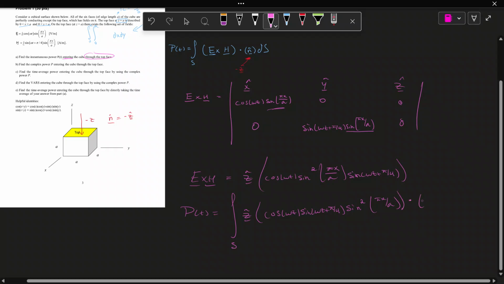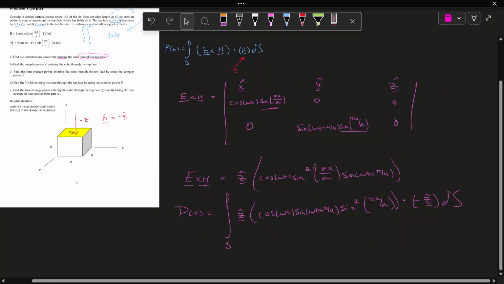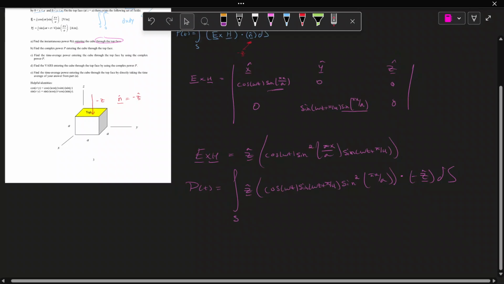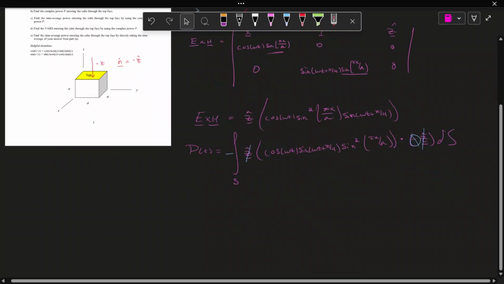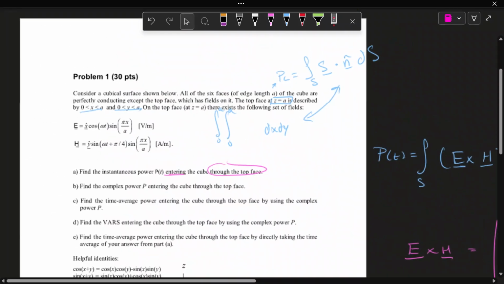And remember, we're dotting this with the negative z hat component, since that is the direction that our instantaneous power we're looking for. So now, again, when you dot product, we take out the normal vectors, but remember we have a negative, so we'll move the negative to the front so we don't forget it. And now we can't really take a surface integral. We kind of don't know anything about this. So what we do is we take a double integral from where to where? Well, remember from before, we have our bounds here. 0 to a and 0 to a.